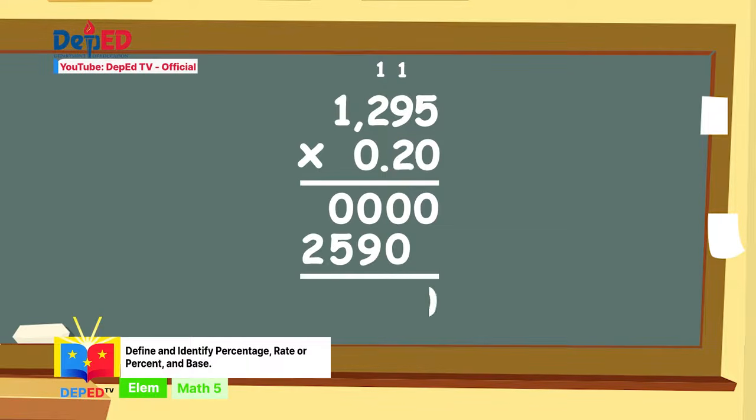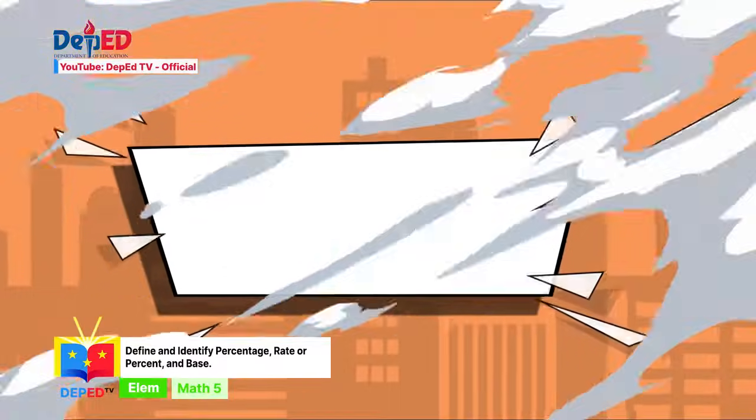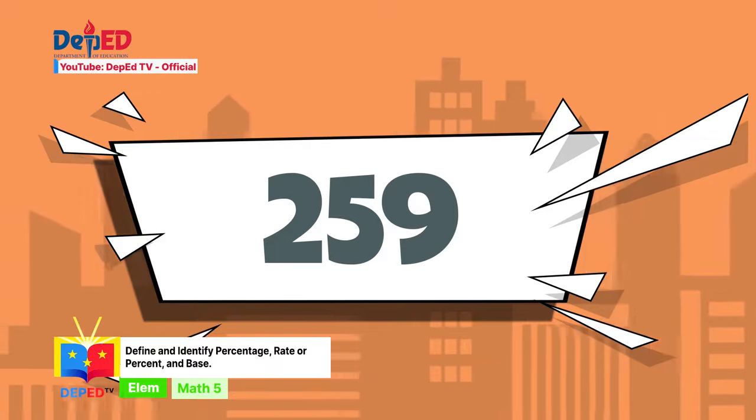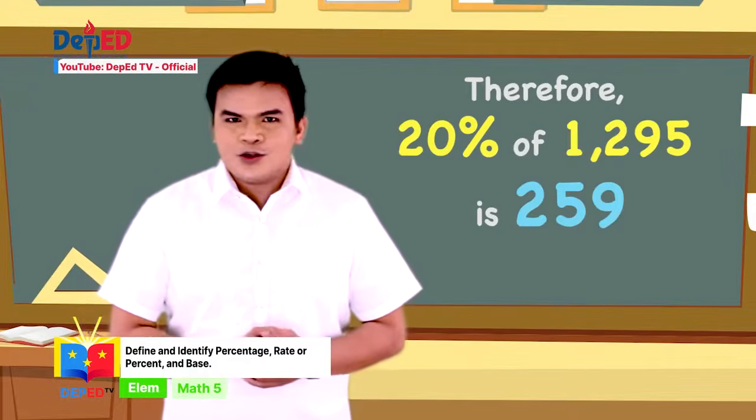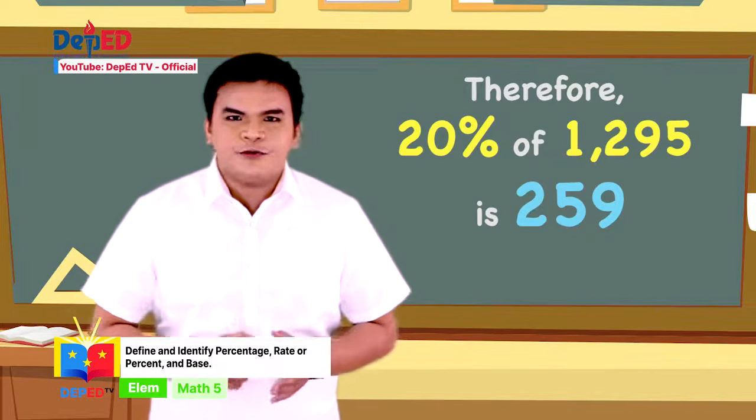Our answer is 25,900. Now, we count the number of decimal places from our factors. There are 2, so we move the decimal point from the rightmost to the left. Our final answer is 259. Therefore, 20% of 1,295 is 259.